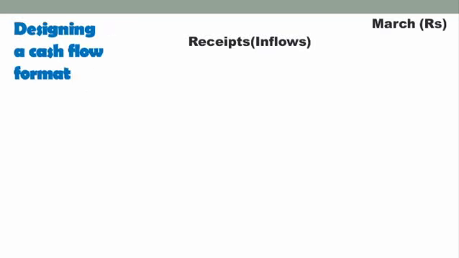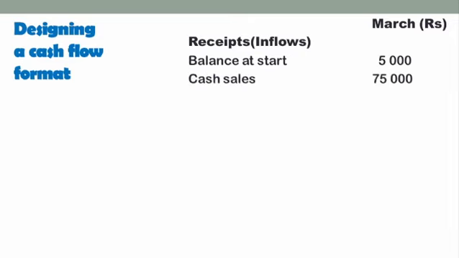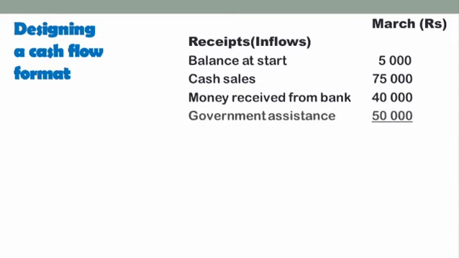So for the month of March, we have as cash inflows or receipts, balance at start 5,000 rupees plus cash sales 75,000 rupees plus money received from bank 40,000 rupees plus government assistance 50,000 rupees, which gives us a total receipts or total cash inflows of 170,000 rupees.